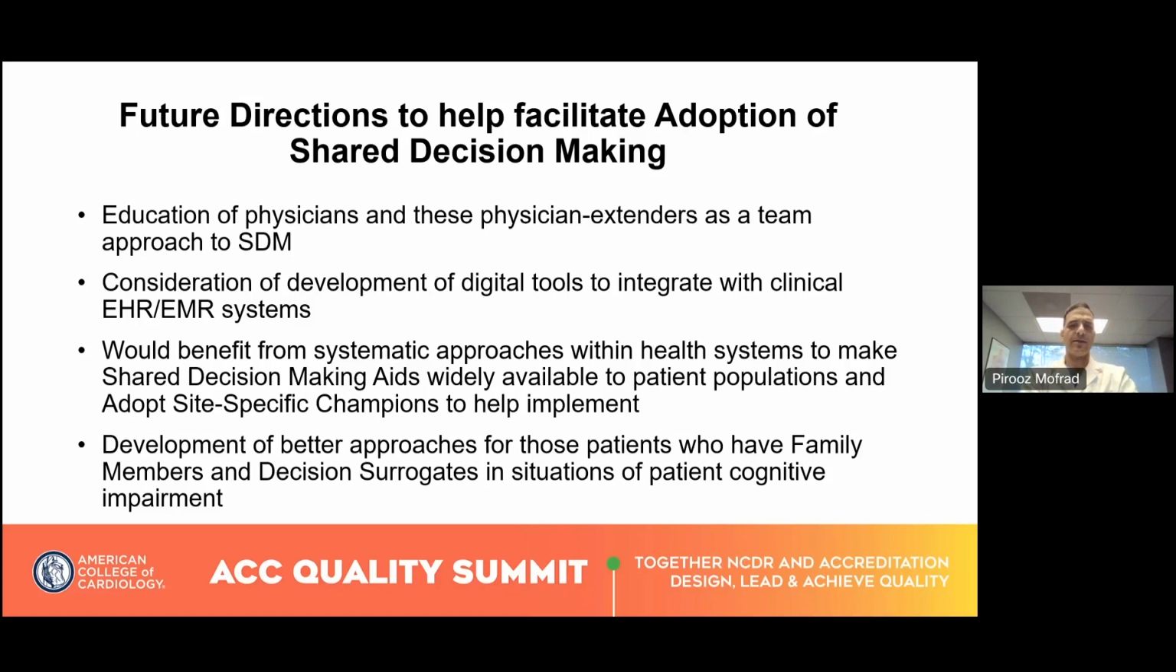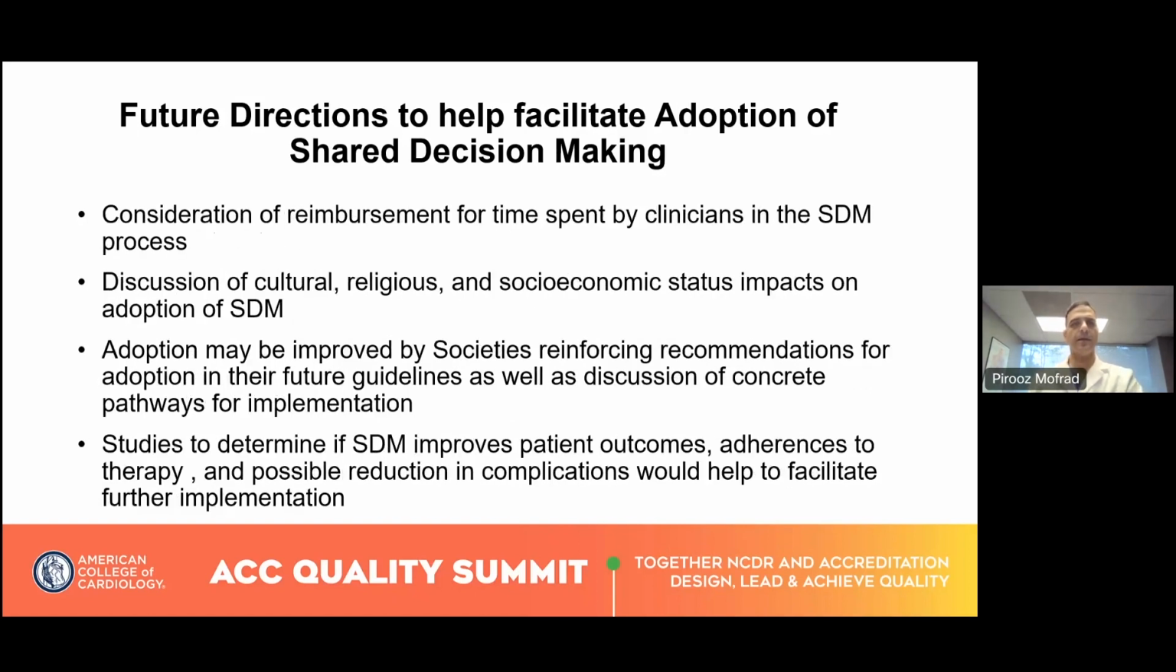So there's also been talk about developing better shared decision-making aids for family members and surrogates in situations where patients have cognitive impairment. As you can imagine, that is not as uncommon as it sounds. And there's also discussion about how to improve adherence to shared decision making. And that may include ways to improve reimbursement, with documented time spent by clinicians or clinician extenders. In the future, there may be some codes developed for that.